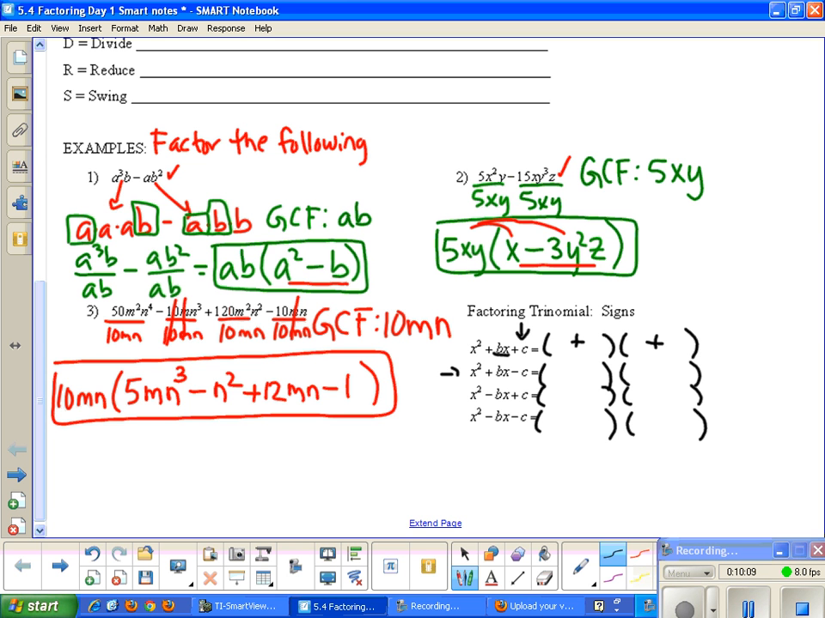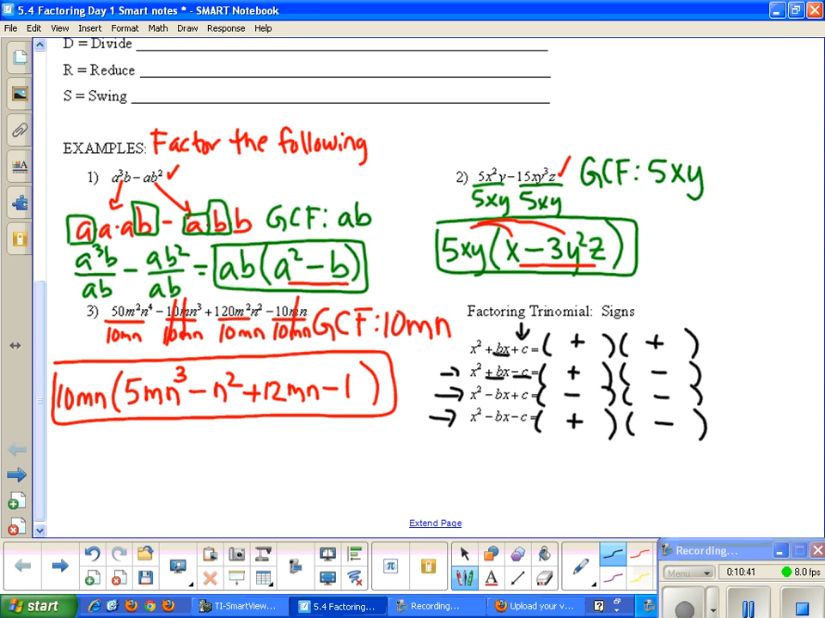If that is the case, that means you're going to have opposite signs because when you FOIL this out, like we learned before, our last term would be a positive times a negative, which is going to give you this negative C term. And that means since the middle term is a positive, your larger factor would want to be positive. So this one right here, since we have a plus on the outside, both our signs are going to be negative.